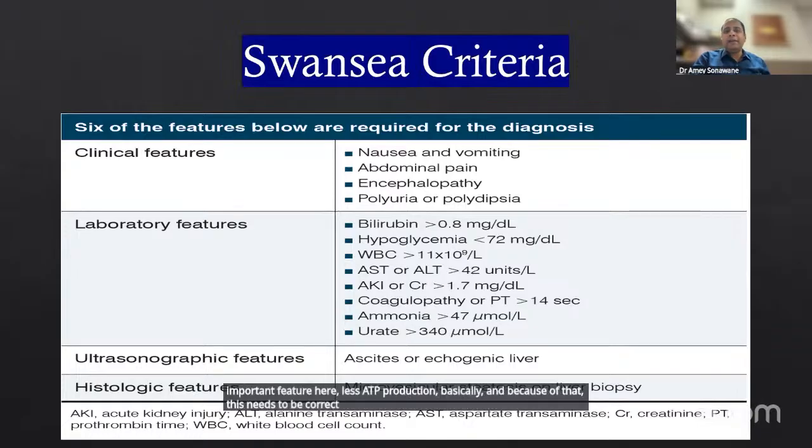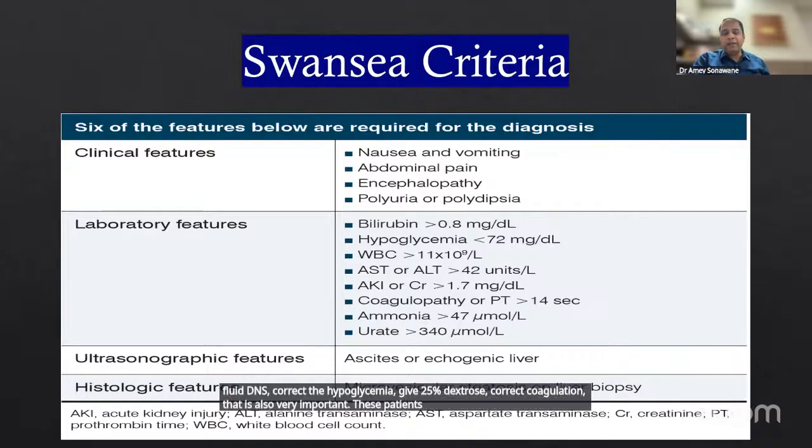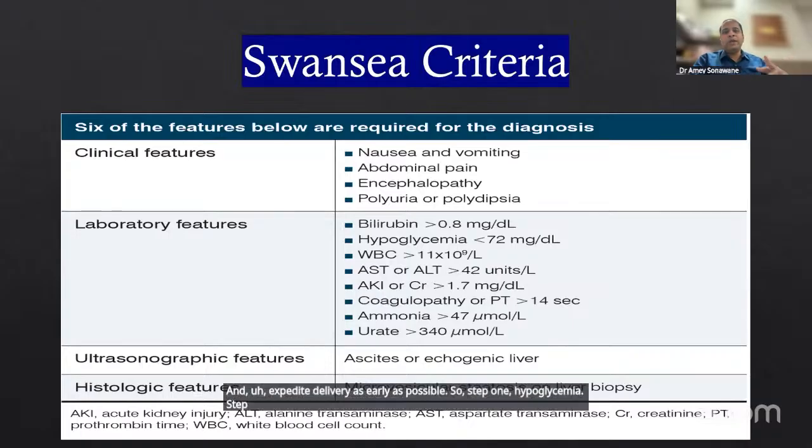Because of that, this needs to be corrected right away. So two big IV lines, fluid, DNS, correct the hypoglycemia, give 25% dextrose, correct coagulation. That is also very important. These patients predominantly behave like an acute liver failure picture where the INR is pretty high. So correct all that. Do a TEG, thromboelastogram, if it's available, and correct the coagulopathy, and expedite delivery as early as possible. Step 1, hypoglycemia. Step 2, get the coagulation corrected. Step 3, work up for the delivery of the baby.